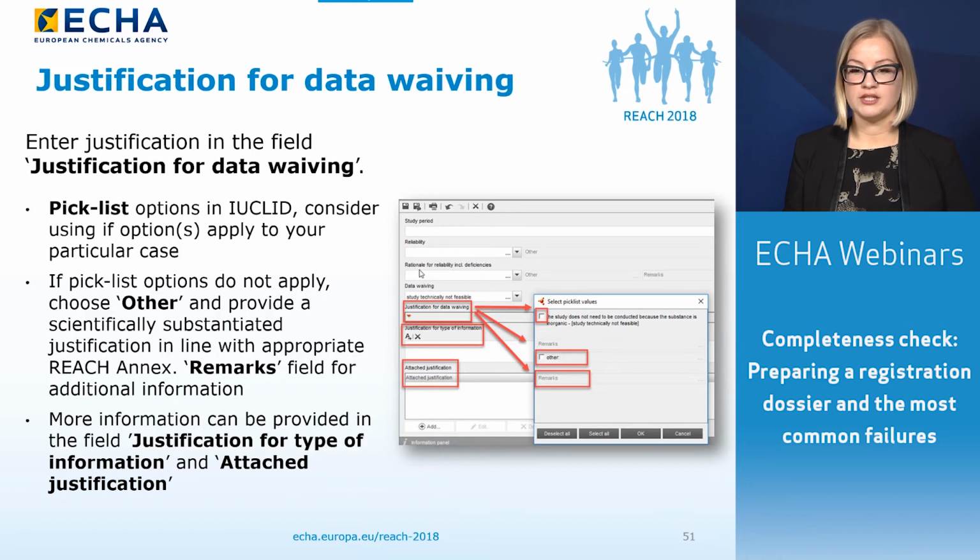If you wish to further explain your case, you can use the fields Justification for Type of Information and Attached Justification. Do remember that if you use these additional fields, the main argumentation for justification has to be in the Justification for Data Waiving field.